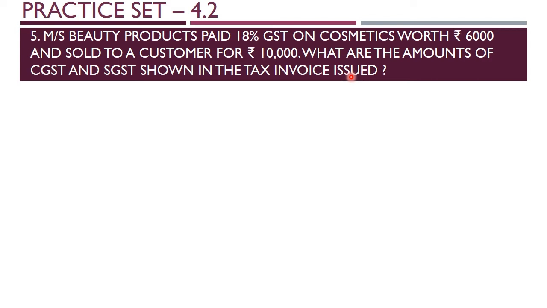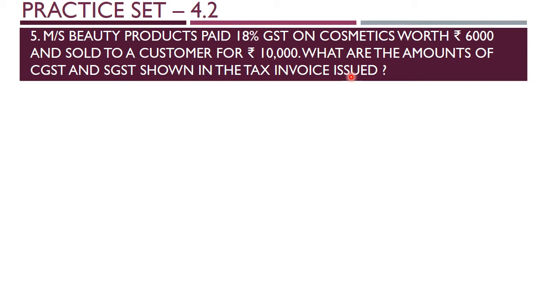That means here we just need to find the output tax, and the output CGST and output SGST. That means in the bill which is given to the customer, what is the amount of tax shown? Okay, that is what we have to find. We don't need to find payable GST. Payable GST means the amount which is paid by the firm to the government. Here we don't need to find that.